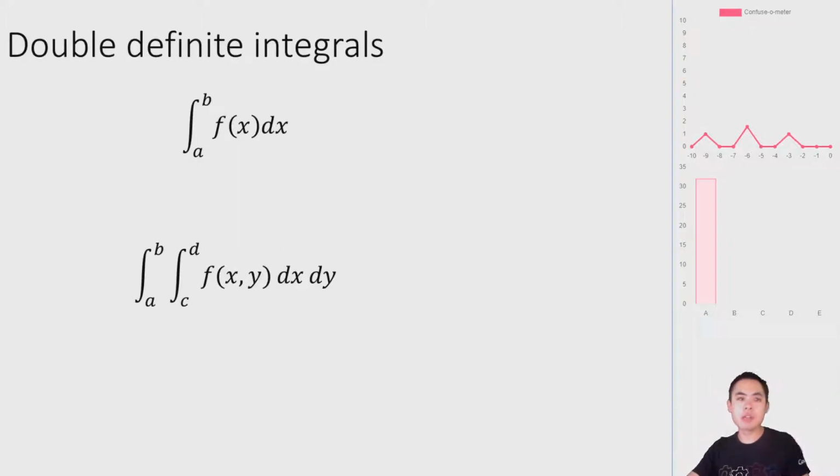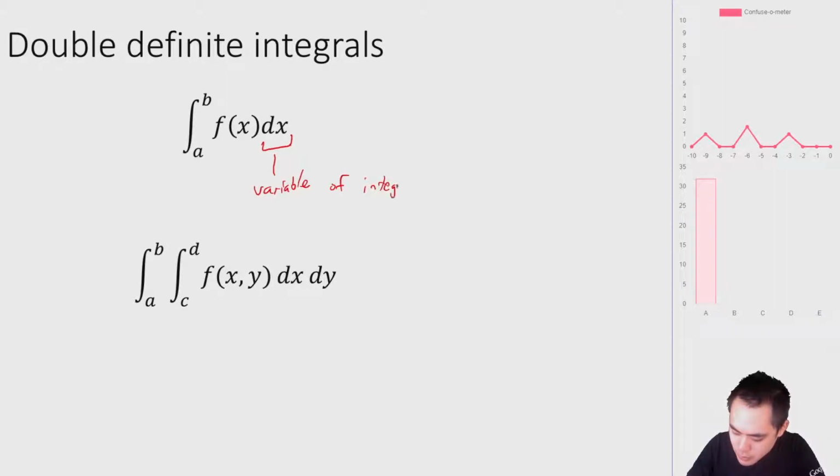I'm mostly going to talk about definite integrals because it turns out that indefinite integrals are harder to make sense of when you have multiple variables. Now, here at the top we have an ordinary integral. We have several different pieces here. We have this piece, which is just the variable of integration. We have this piece, which is the limits of integration.